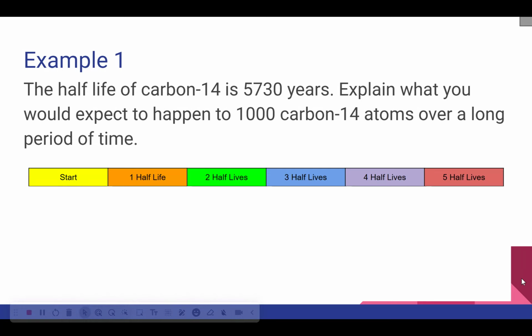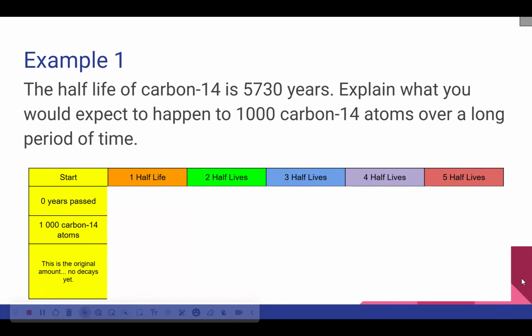So, as an example, and I'm going to keep coming back to this one again and again, we're going to talk about carbon-14, which has a half-life of 5,730 years. I want to look at what would happen to a sample of 1,000 carbon-14 atoms if I was able to wait around for a very long time and just observe what's occurring to those atoms. So we're going to start with 1,000. Nothing's happened yet. There haven't been any decays yet.